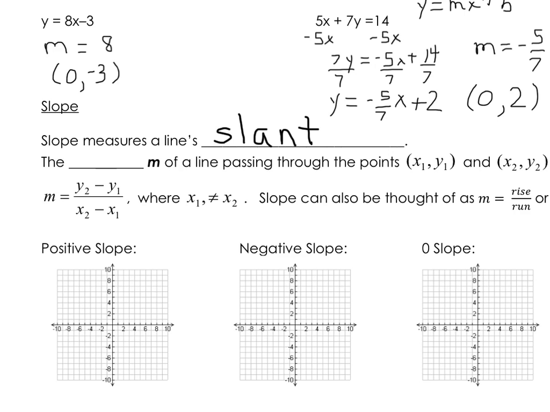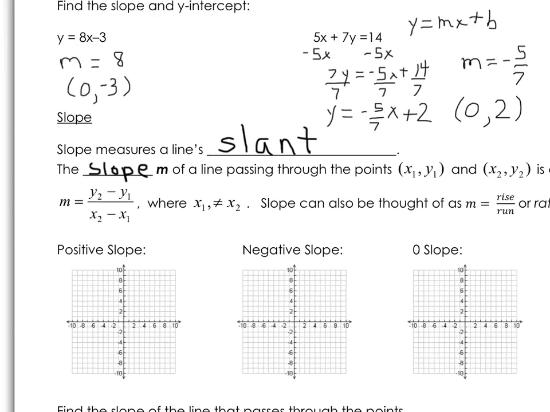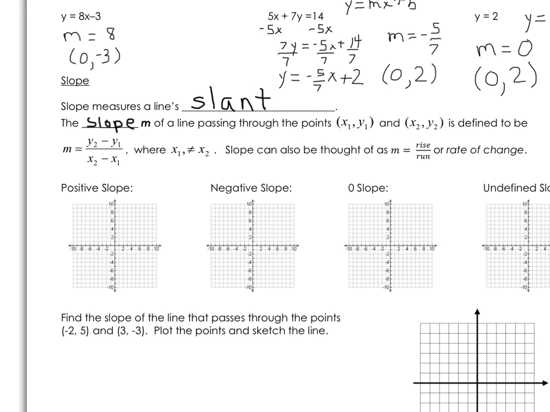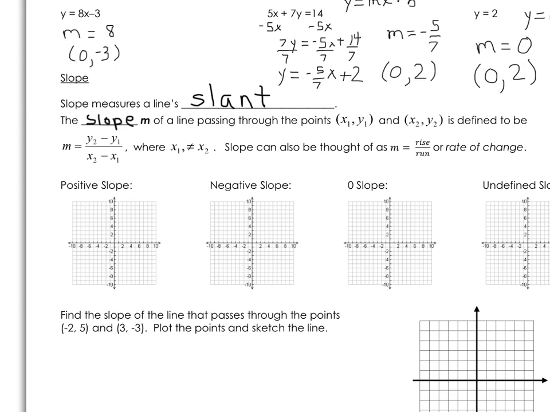How slanted is the line? The slope m of a line passing through the points (x1, y1) and (x2, y2) is defined to be m equals y2 minus y1 over x2 minus x1. And you can't have x1 equal to x2 because that would cause division by 0. Slope can also be thought of as rise over run or rate of change.